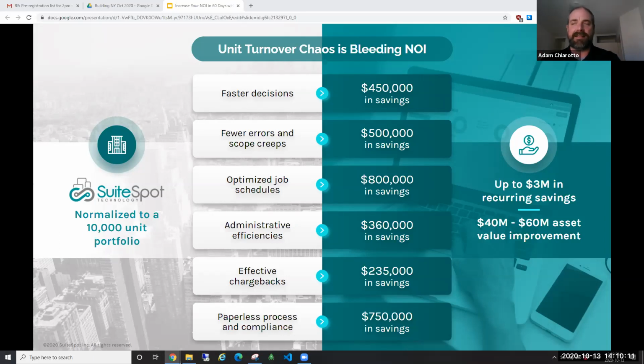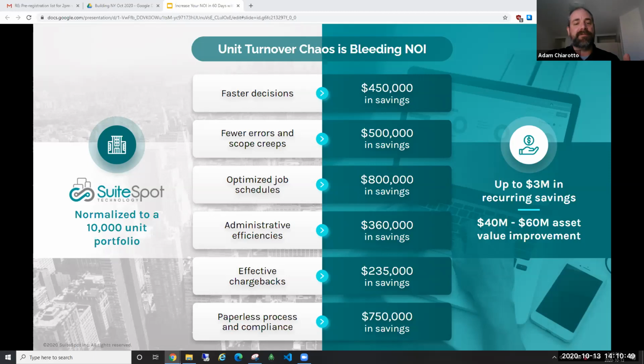Now, again, this goes back to that same 50,000 unit white paper that we did. We found that if you're able to optimize as much as possible, make everything as efficient as possible, and put the visibility in front of the people that need it in order to perform their duties the best, you're able to save up to $3 million in recurring revenue, not recurring revenue, I shouldn't say that, in recurring savings. And your asset value is going to improve somewhere between $40 and $60 million, obviously based on the extent that you're able to benefit from these changes.